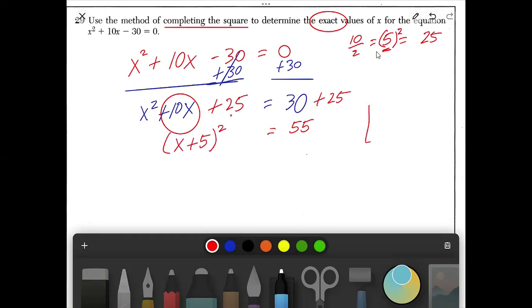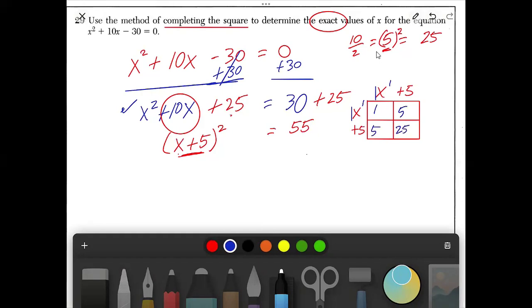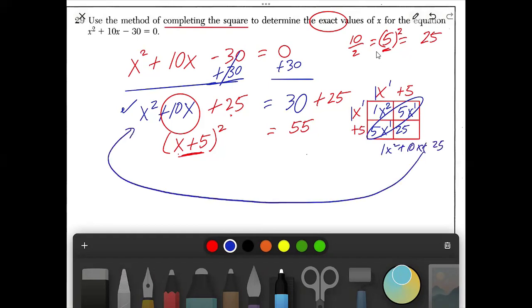Now, I'm just going to show you this real quickly. If you square x plus 5, you'll see that you'll get this trinomial. So this is going to be 1, 5, 5, 25. I always do the numbers first. And then you just add the exponents on the variable. So this is going to be x squared, this is going to be x to the first, this is going to be x to the first. We combine like terms: 1x squared plus 10x plus 25. You can see that that matches this. I just wanted to show you that. That's basically what we're doing.